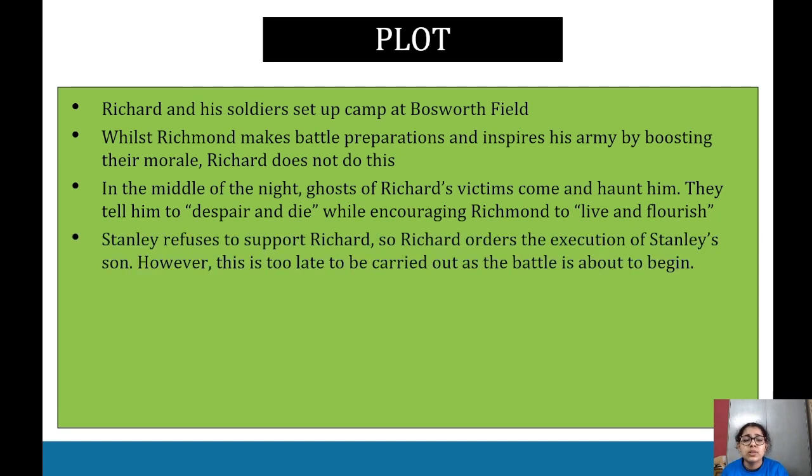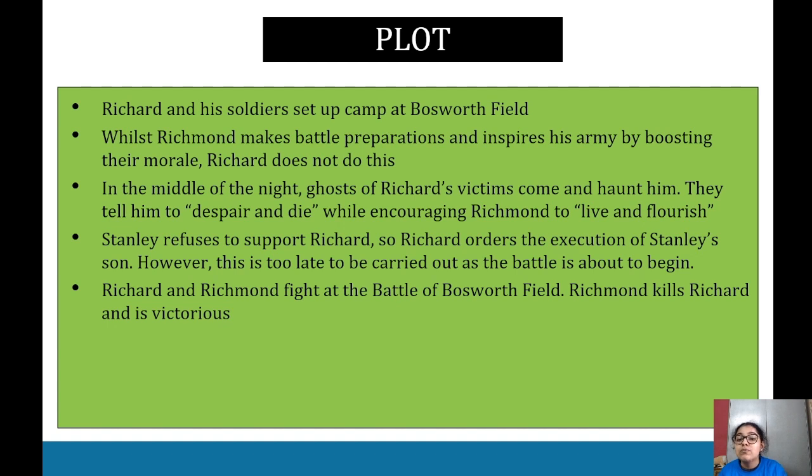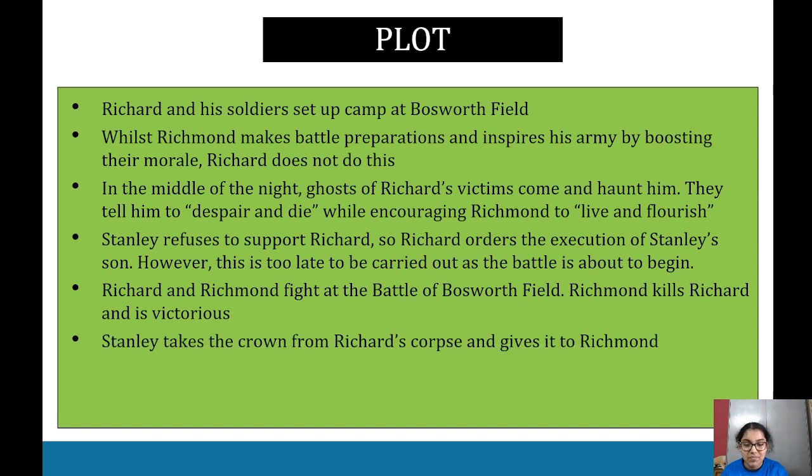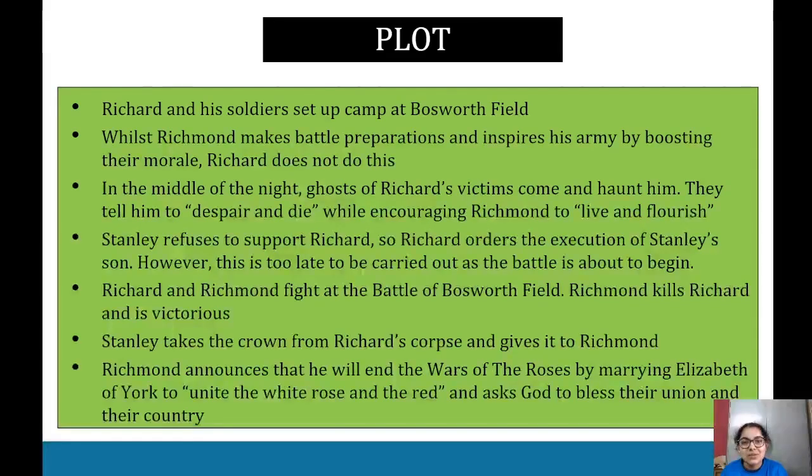Stanley refuses to support Richard, so Richard orders the execution of Stanley's son. However, that is too late to be carried out as the battle is about to begin. Now, Richard and Richmond fight at the Battle of Bosworth Field. Richmond kills Richard and is victorious. Stanley takes the crown from Richard's corpse and gives it to Richmond. Richmond announces that he will end the War of the Roses by marrying Elizabeth of York to unite the white rose and the red, and he asks God to bless their union and their country.